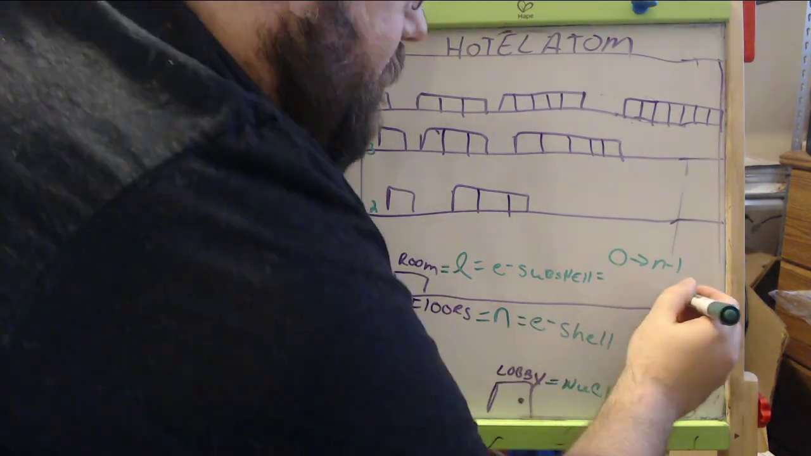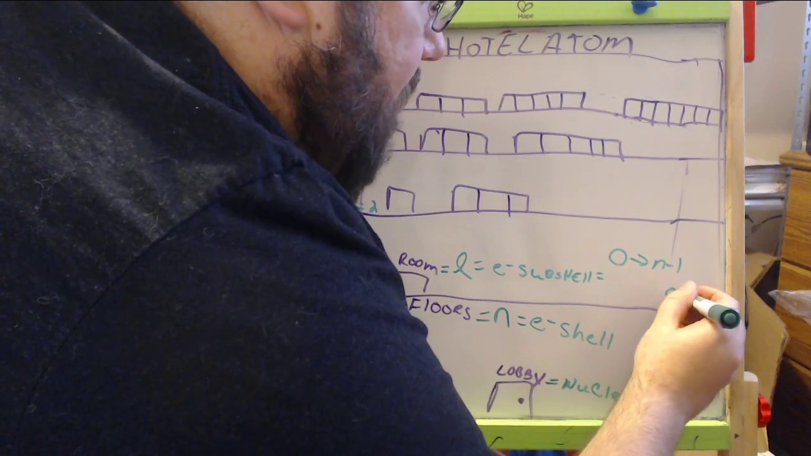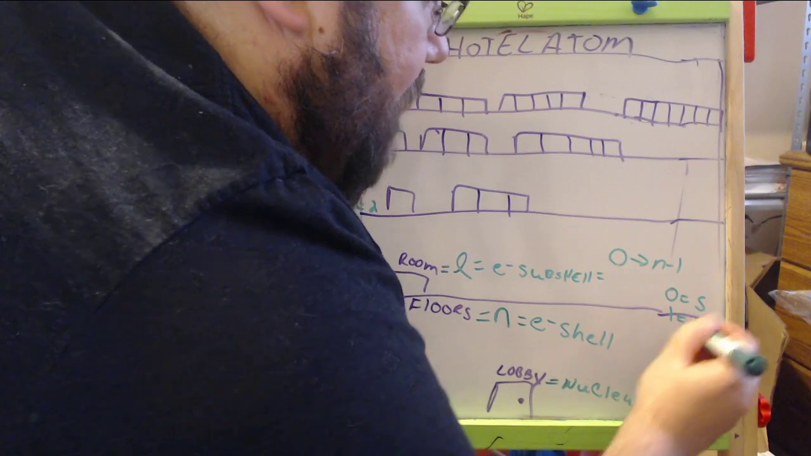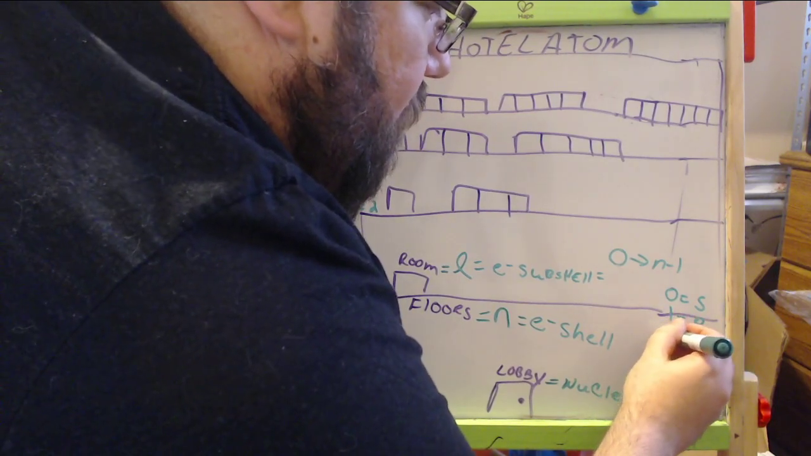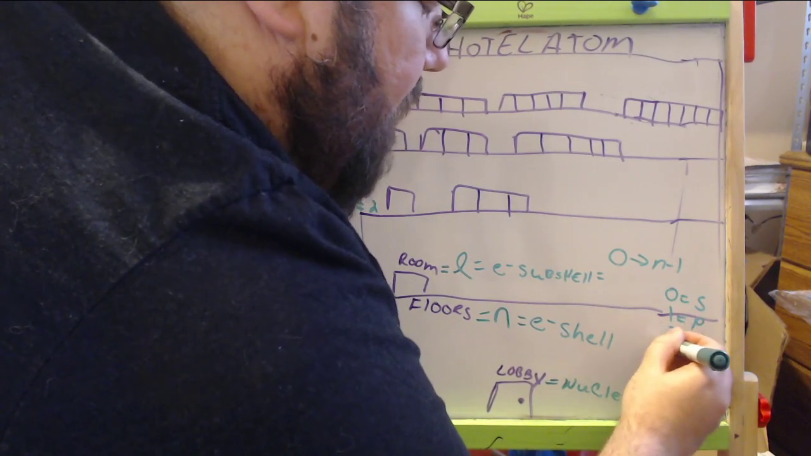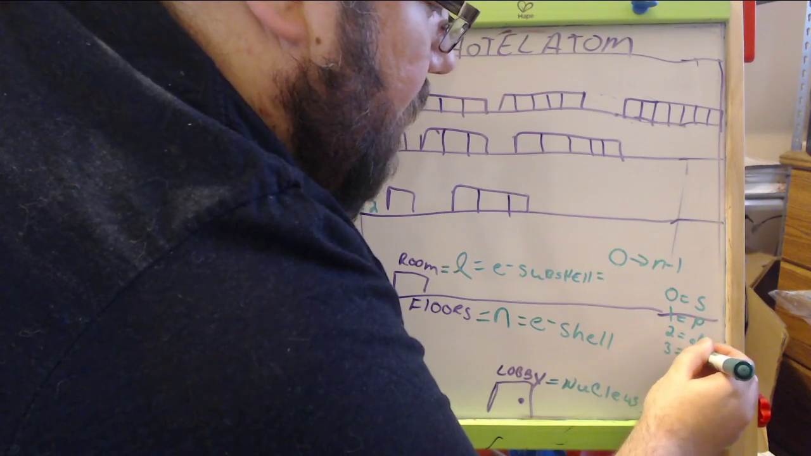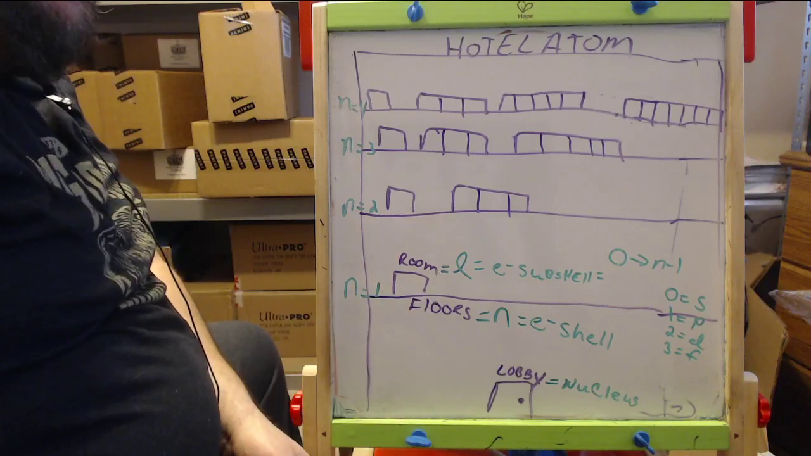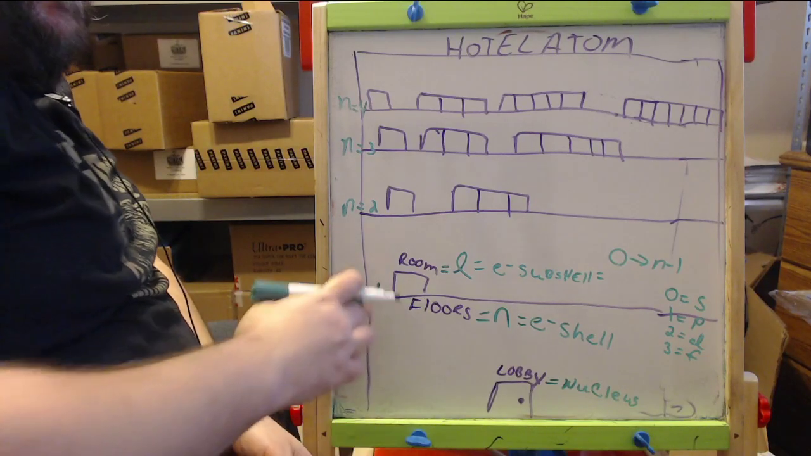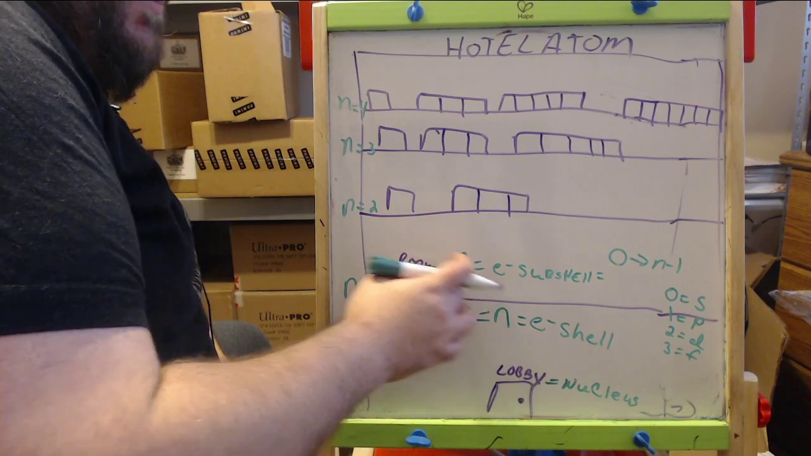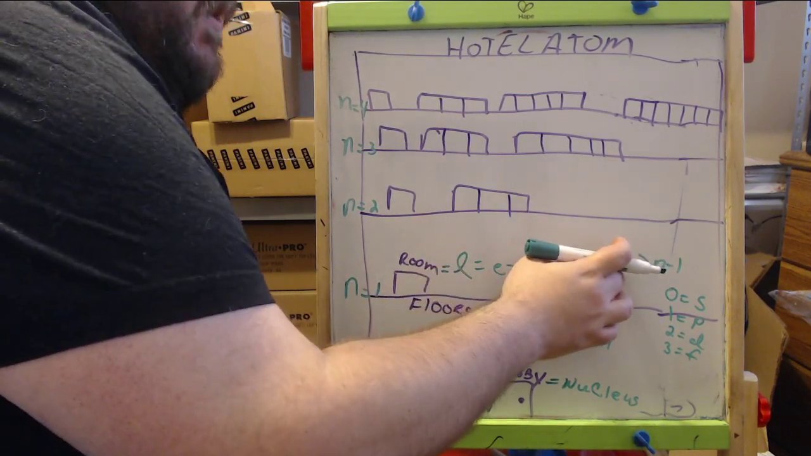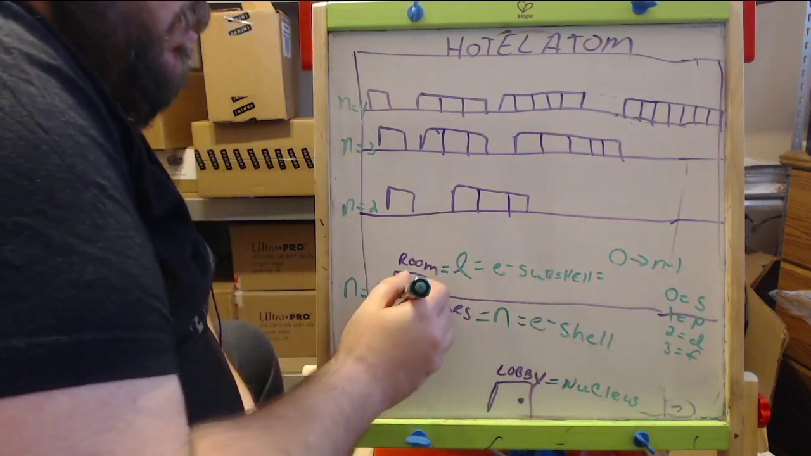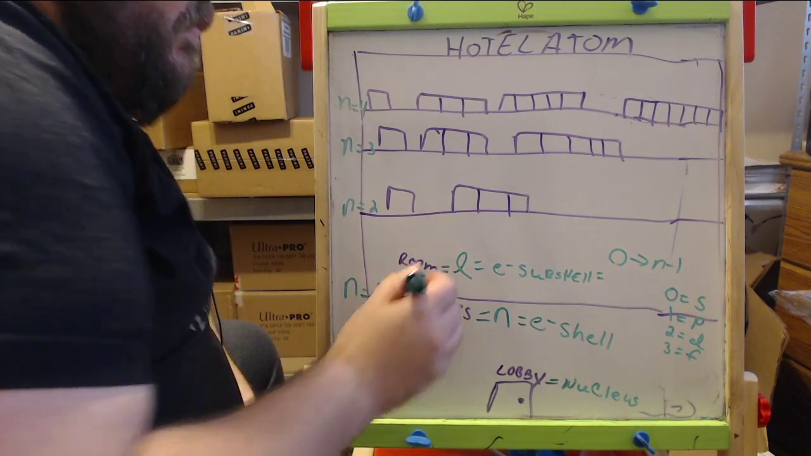Okay? Now, there's code for this. If my value is 0, we call it S. If it's 1, we call it P. If it's 2, we call it D. And if it's 3, we call it F. Okay? So on floor 1, n equals 1. Our L value, our room number, goes from 0 to n minus 1. 0 to 0. This would be known as a 1s.